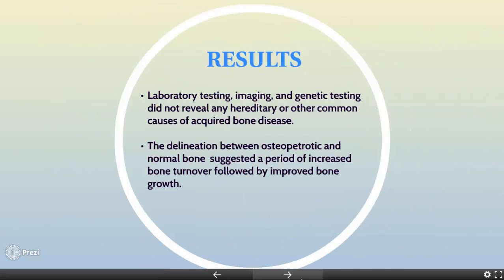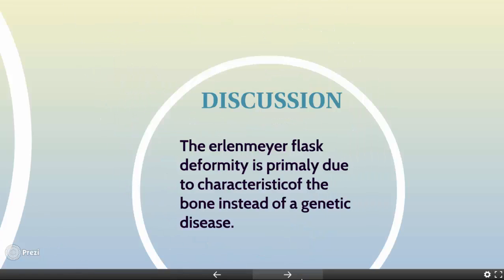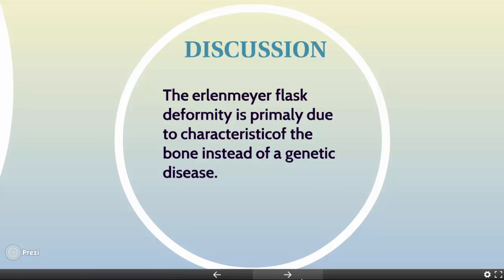The result: the laboratory testing, imaging, and genetics testing did not reveal any hereditary or other common causes of acquired bone disease. The delineation between osteopetrotic and normal bone suggested a period of increased bone turnover followed by improved bone growth. Discussion. The Erlenmeyer-Flask deformity is primarily due to characteristic of bone instead of a genetic disease.